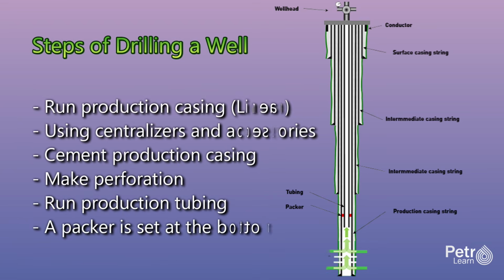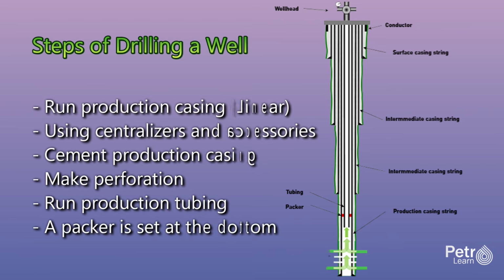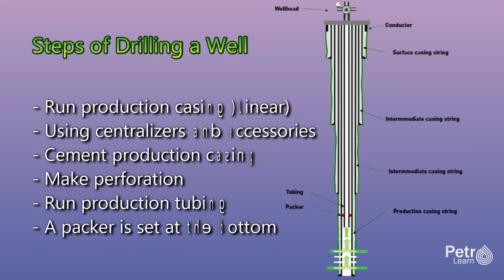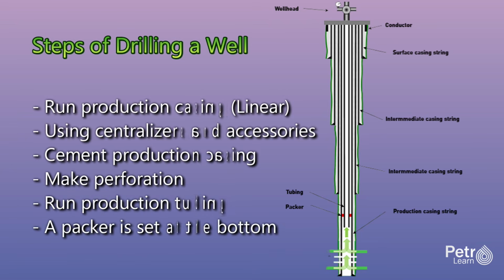This practice is called underbalanced perforating, and it is better than overbalanced perforating when it comes to leaving less formation damage in the reservoir. After perforating, production tubing is run into the well. Production tubing is a smaller diameter pipe, typically 2 3/8 to 3.5 inches, that provides a passage for produced fluids to flow from the perforations to the surface.